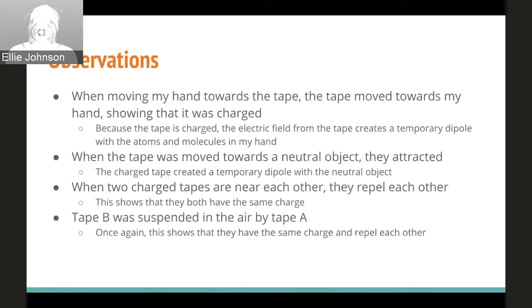Some observations that I made during this lab were that when I moved my hand towards the tape, the tape moved towards my hand, which showed that the tape was negatively charged and then created a temporary dipole in my hand, and they ended up attracting each other. I also saw that when I moved two charged tapes near each other, they repelled each other because they were both negatively charged. And I also saw tape B suspended in the air by tape A, showing that they had the same charges and repelled each other.